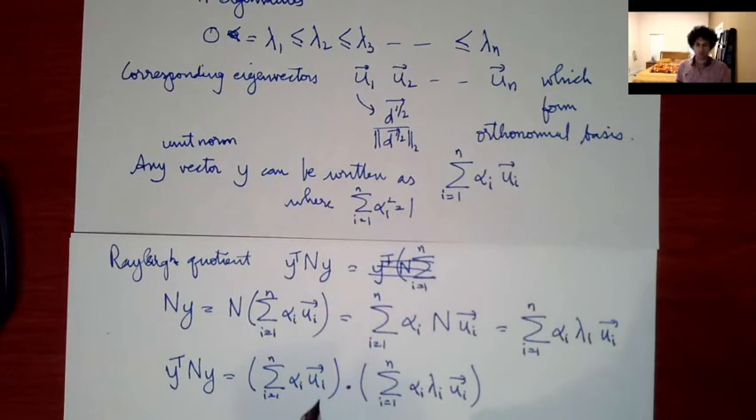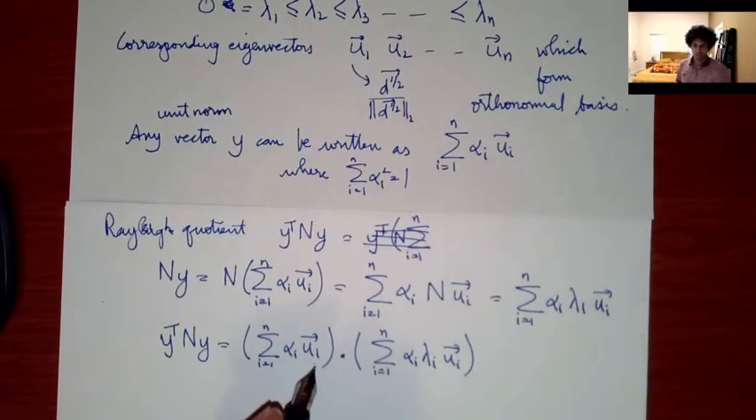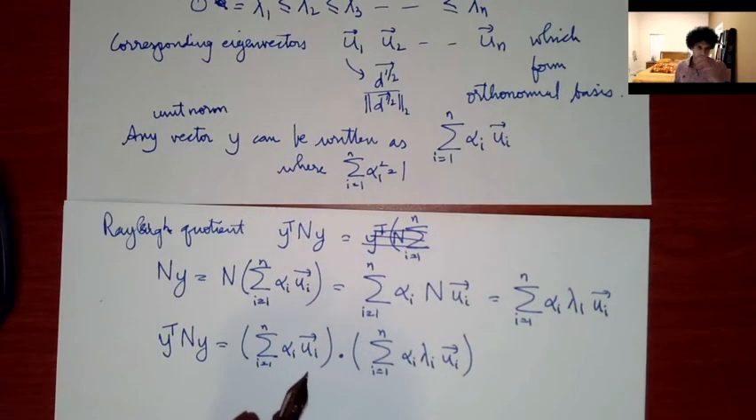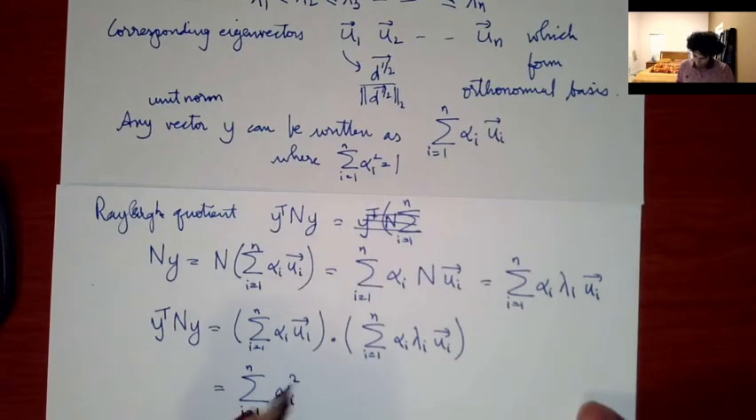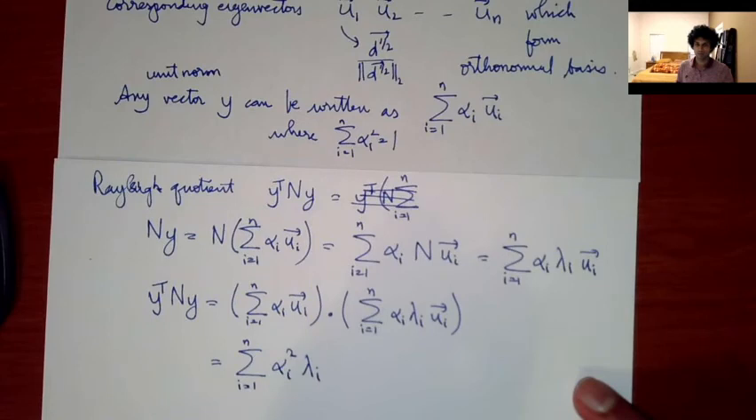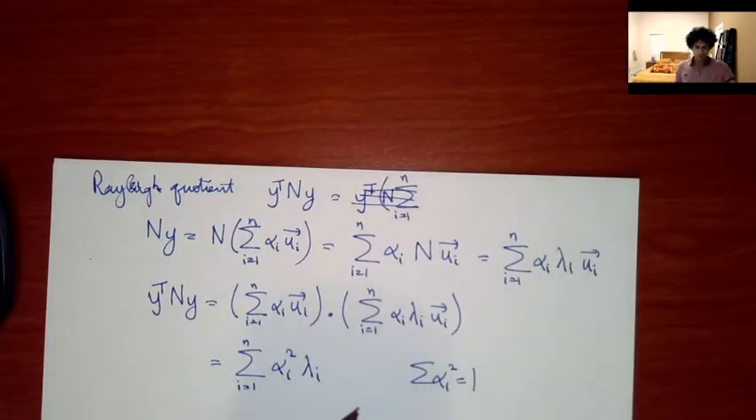But this is an orthonormal basis, right? So dot products are very easy to take. You can just multiply the corresponding coordinates together, and so what you get is this quantity: the summation from 1 to n of alpha i squared lambda i. And you know that the summation of alpha i squared is equal to 1.